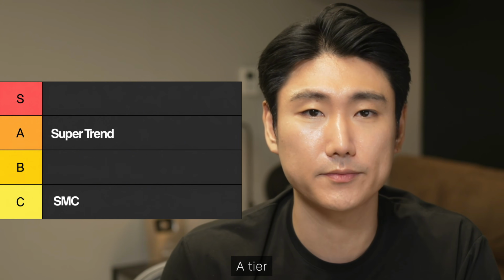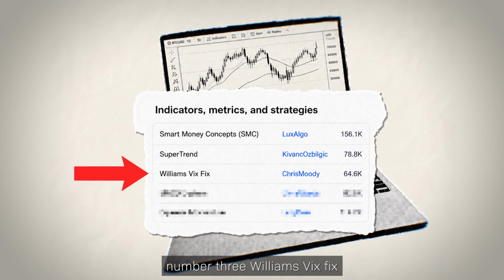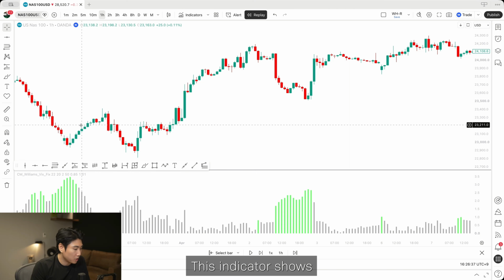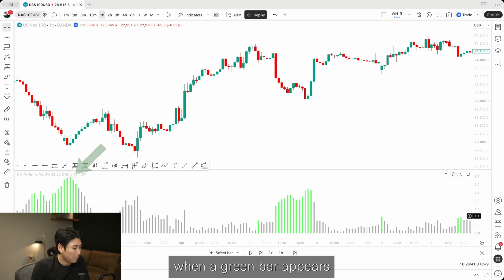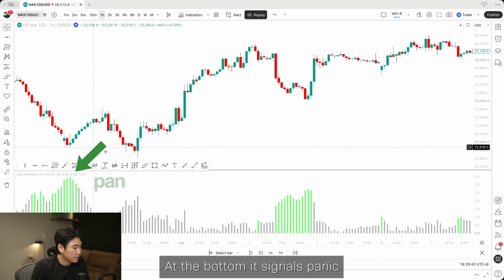A tier. Number 3, Williams Vix Fix. This indicator shows how much fear is in the market. When a green bar appears at the bottom, it signals panic.